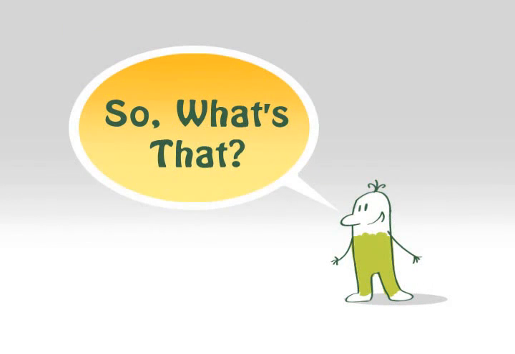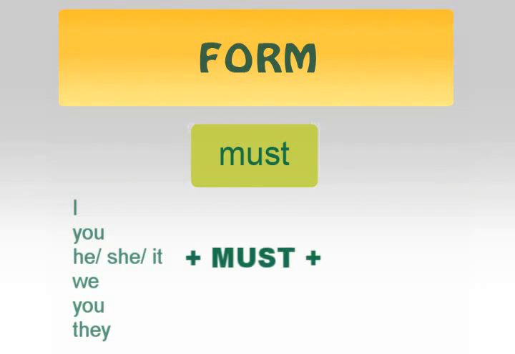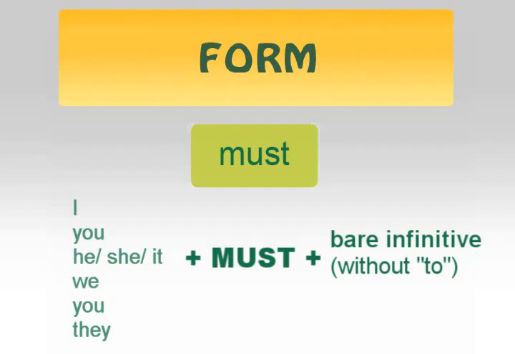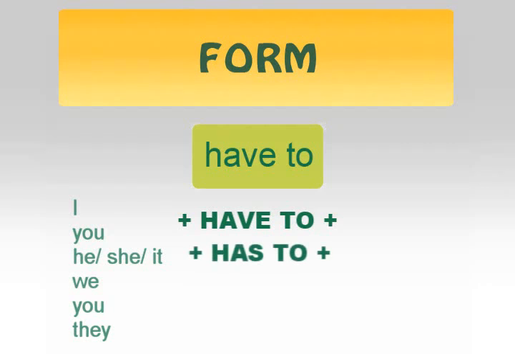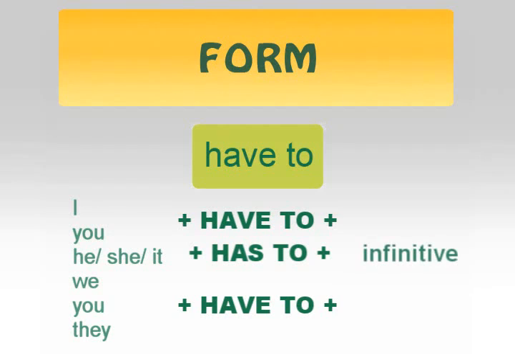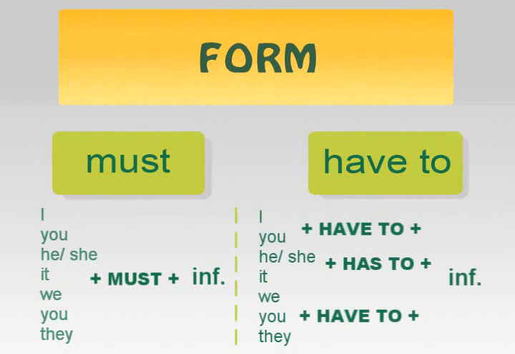We use must with the bare infinitive of the verb, meaning infinitive without particle to. Have to changes into has to with he, she, it. We use have to with infinitive. So let's compare must and have to. With must, we don't use to, and must is the same for all persons. With have to, we use to, and it changes into has to with he, she, and it.